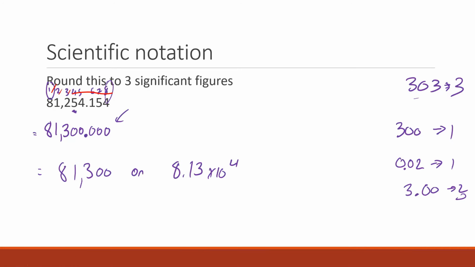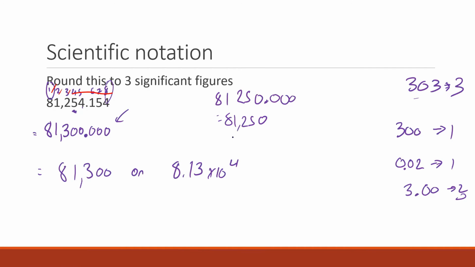Make sure you look at that fourth number and round it up. If we were going to 4 significant figures, this is a bit of a bonus one here, you wouldn't have to round it up because it's a 4. So you would just write 81,250.000 and then just go equals to 81,250.